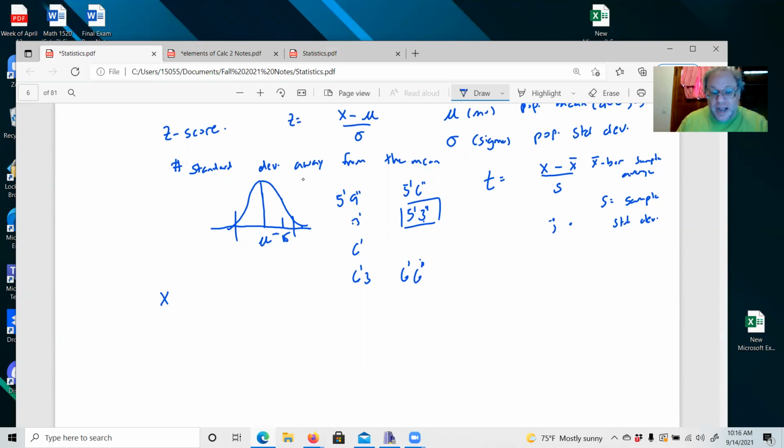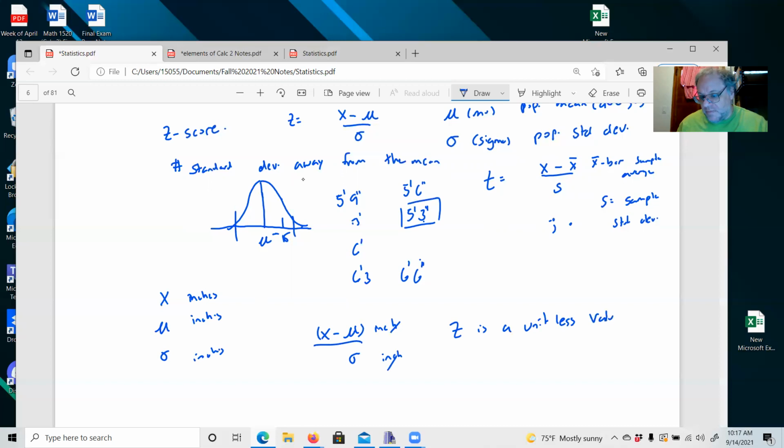So if I'm measuring heights, x would be in inches. The average would be in inches. The standard deviation would be in inches. So if I say x minus mu, right, we're going to add this up. That's going to be in inches, divided by the standard deviation, which is going to be in inches. That means we can cancel them. Okay, z is a unitless value.